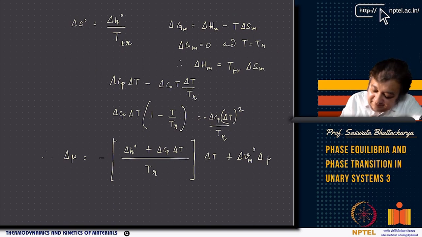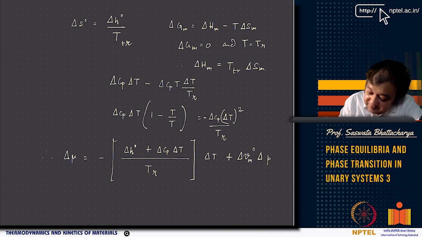So this is what I have done, and if I take that, I can simplify further. I already have a delta T here, and here again T_tr minus T is minus delta T, because T minus T_tr is delta T. So this becomes delta T whole squared by the transformation temperature, remember this is T_tr.